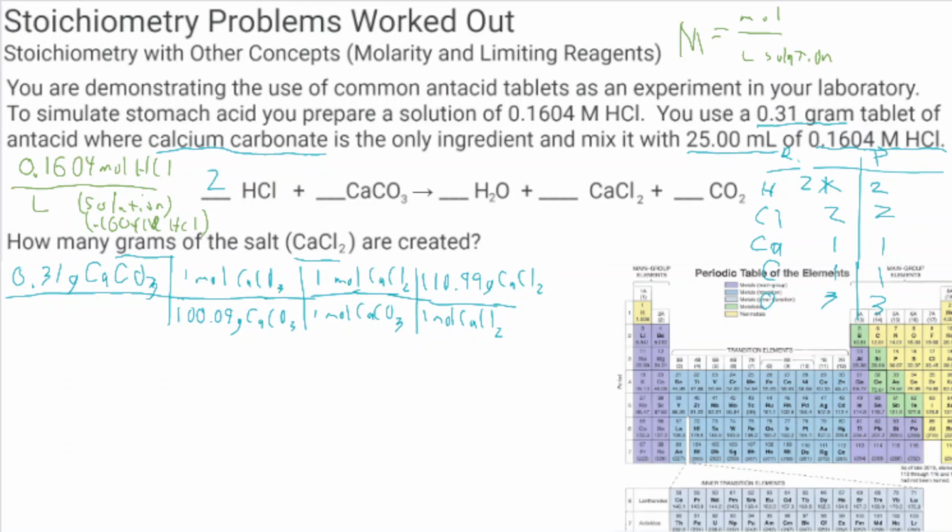Then we want to double check our units. Make sure that everything cancels out that we need to cancel out. Grams of calcium carbonate cancel out with grams of calcium carbonate, moles of calcium carbonate cancel out with moles of calcium carbonate, moles of calcium chloride cancel out with moles of calcium chloride, and then we're left with grams of calcium chloride. So when we get that, that's going to be equal to 0.344 grams of calcium chloride.